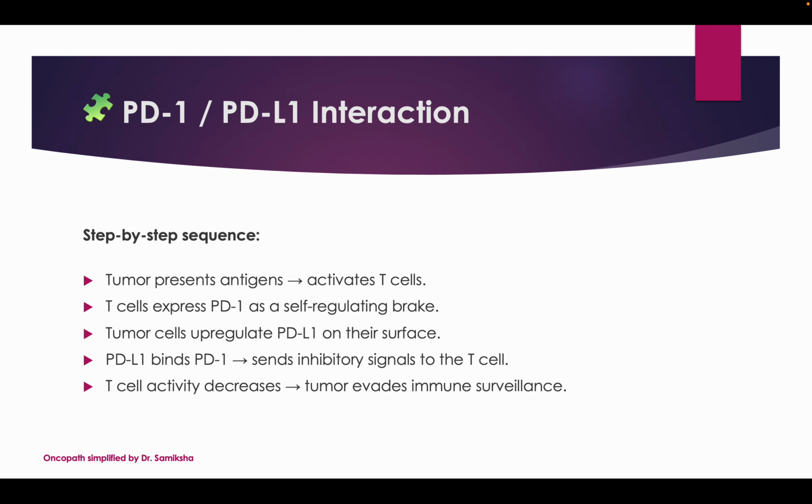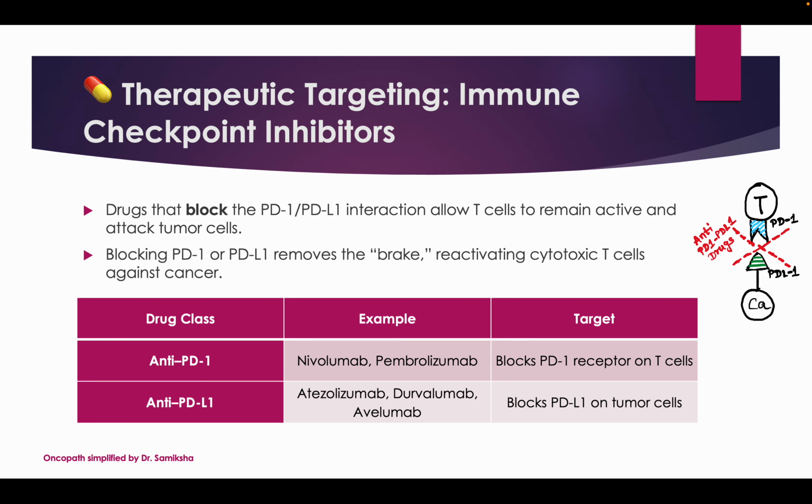In simple language, think of PD-1 as a brake pedal on a car. Here our car is a T cell and PD-L1 is the signal which tells the car to stop. That is, PD-L1 will tell the T cells not to mount any immune response. And cancer cells are the ones which will keep on pressing that brake to avoid being destroyed.